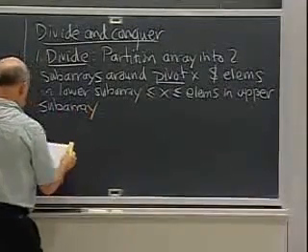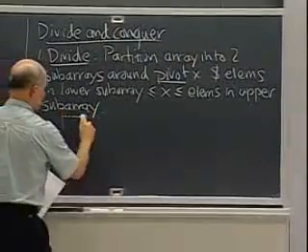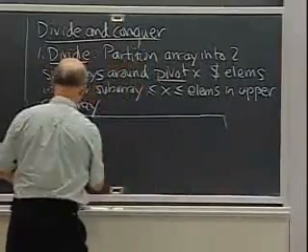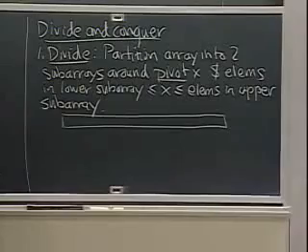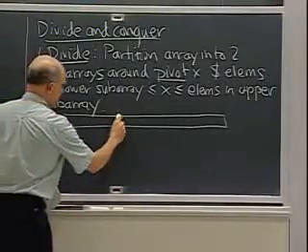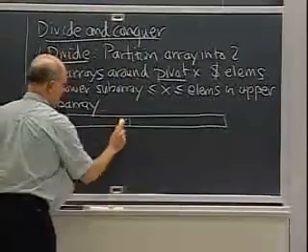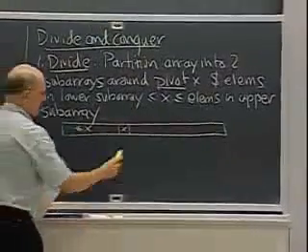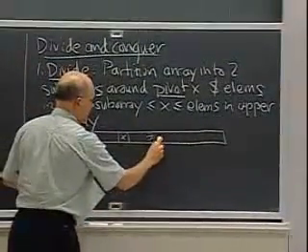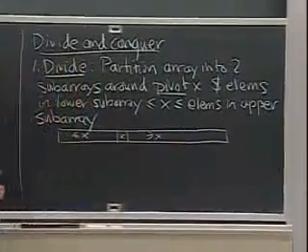So if we draw a picture of the input array, this partition step basically takes some element x, and everything over here is less than or equal to x after the partition step, and everything over here is greater than or equal to x.